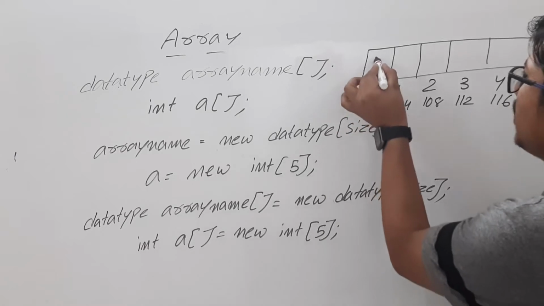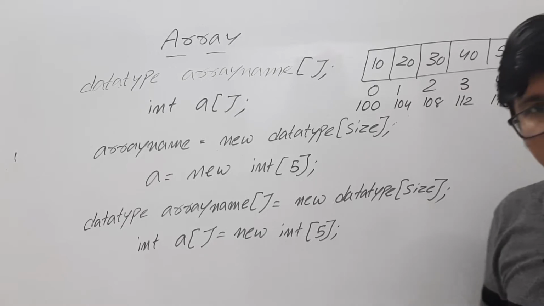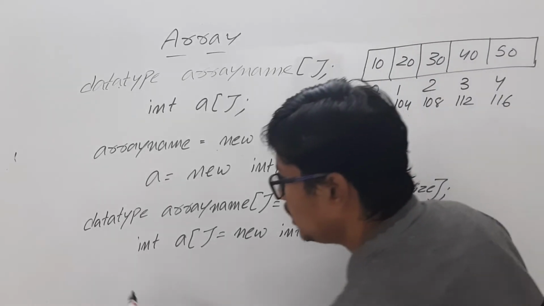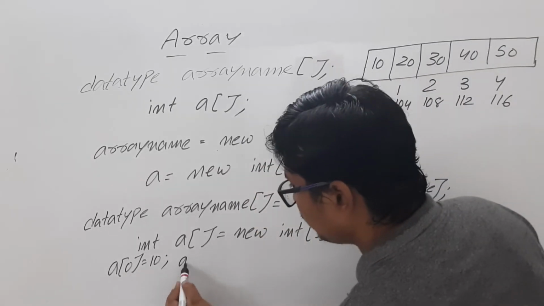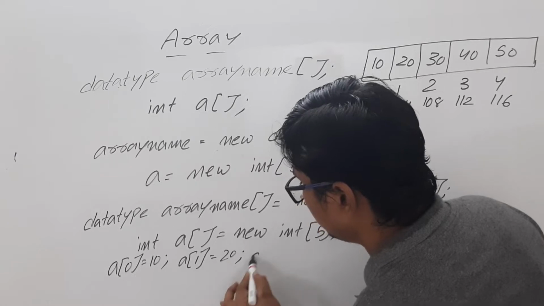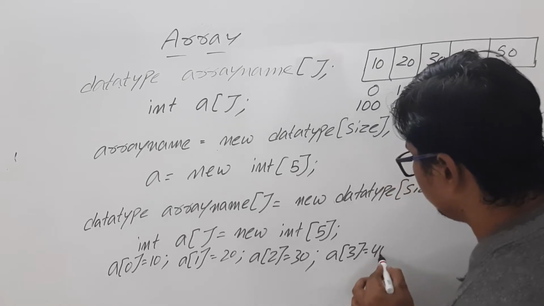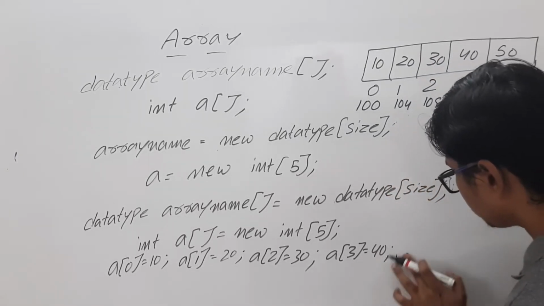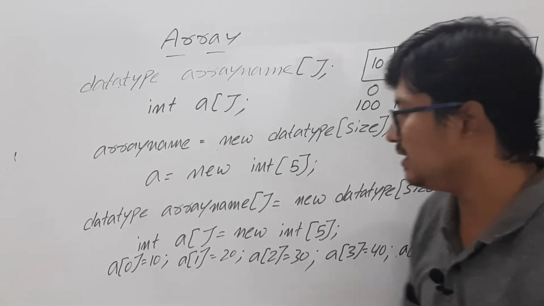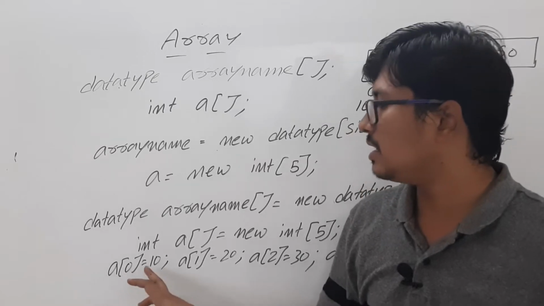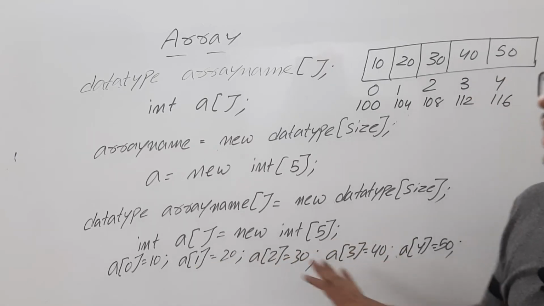Now let's take that here you have stored 10, here you have stored 20, 30, 40, 50. How can you store it? That also I will discuss. You can write a of 0 is equal to 10. Similarly, a of 1 is equal to 20. a of 2 is equal to 30. You can write like this also. a of 3 is equal to 40. a of 4 is equal to 50. So you are providing the array name and the index, and then you are providing the integer constant, whatever the value you want to store. So this is the one way.